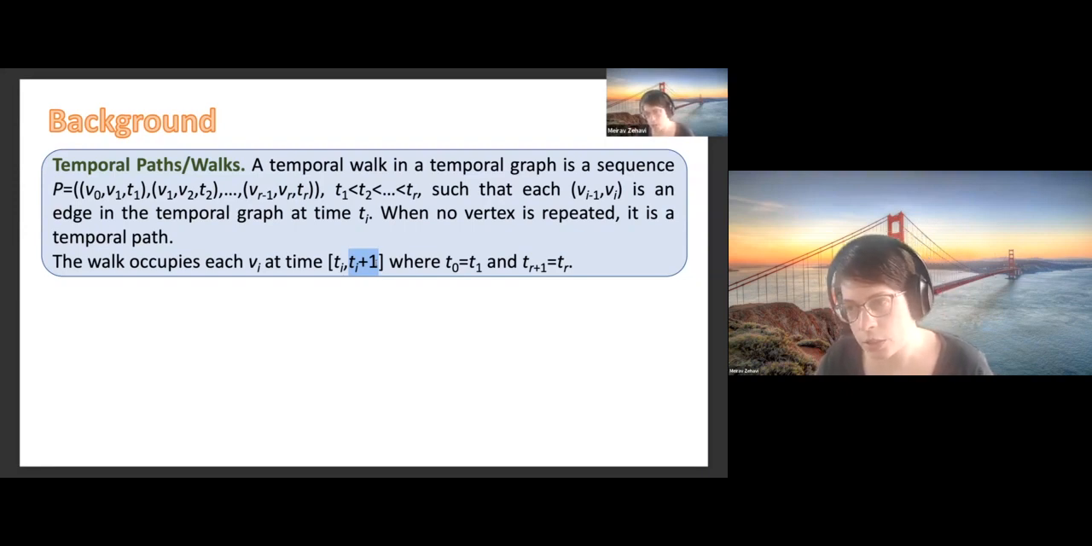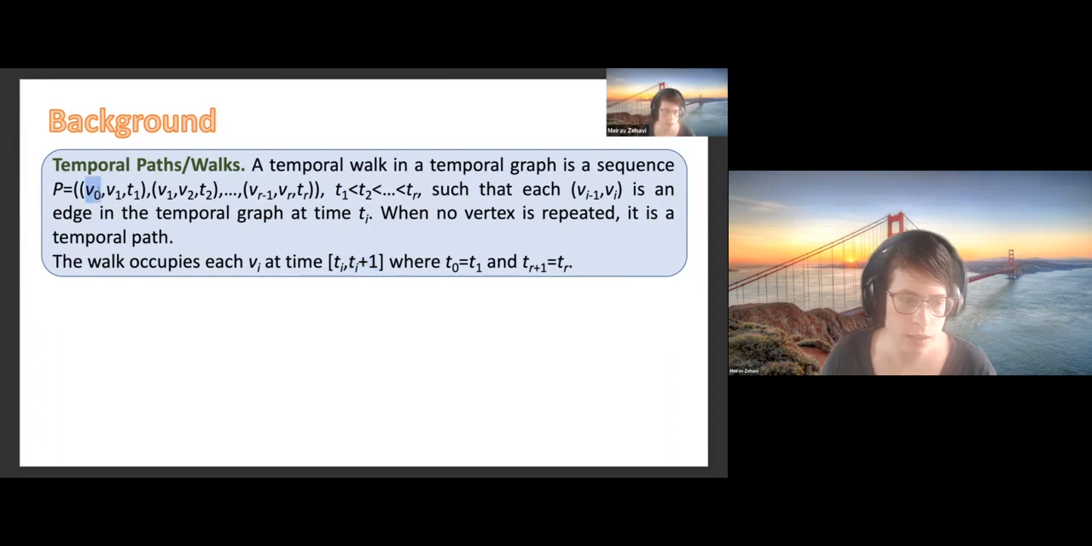And of course, there are these corner cases of the first and last vertex. So for example, for the first vertex, v0, the start of the temporal walk, v0 is occupied exactly at the time t1. Okay, so it's occupied when the path starts at time t1, and then we leave this vertex.